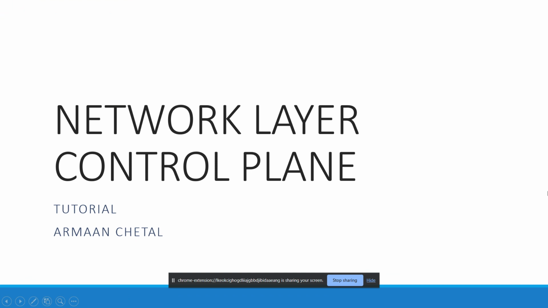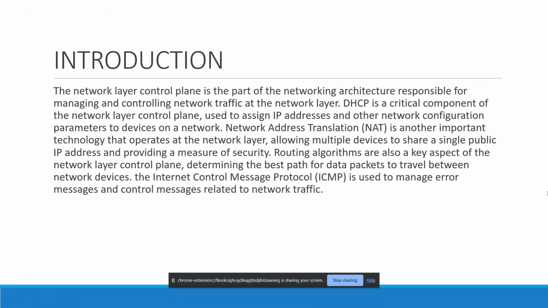This is the tutorial for network layer control plane. The network layer control plane is a part of the networking architecture responsible for managing and controlling network traffic at the network layer. DHCP is a critical component of the network control plane, used to assign IP addresses and other network configuration parameters to devices on a network.